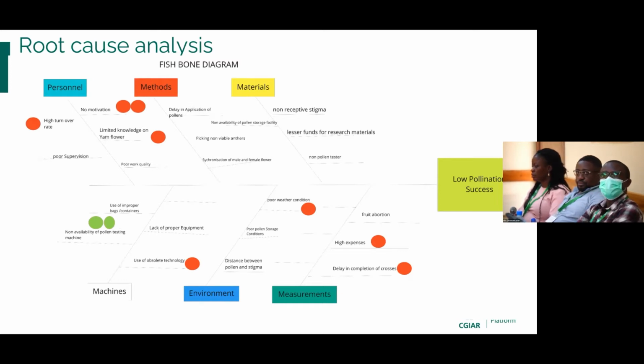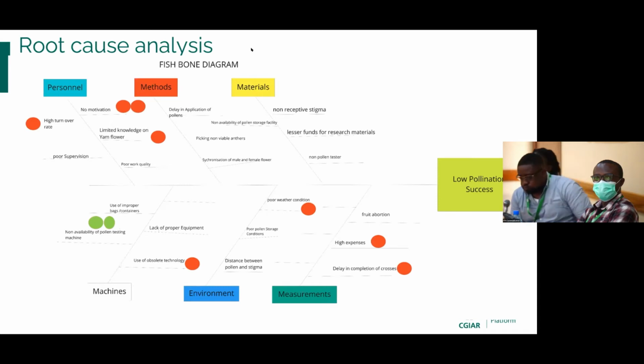So in this case, I'm going to talk about the root cause analysis that we did to come to the root cause of this problem that we intend to solve. The first tool that we used to find the cause of this problem was the fishbone diagram. The fishbone diagram is actually a cause and effect tool, which helps us to understand the main causes and the sub-causes. In this case, the main causes have been categorized into 6. We have the materials, the methods, personnel, machine, environment, and measurements.